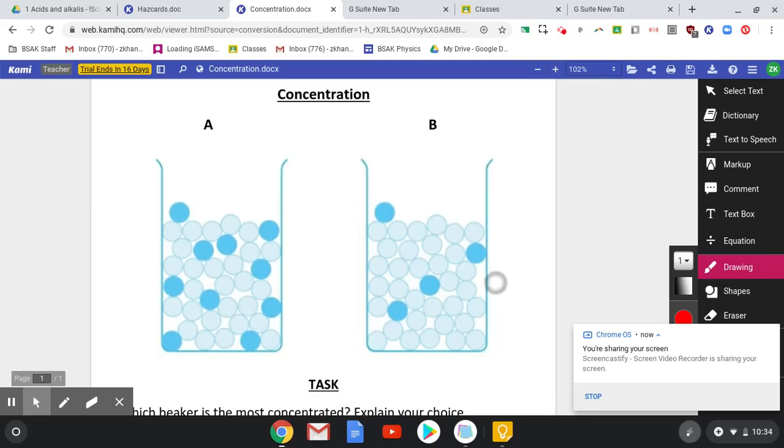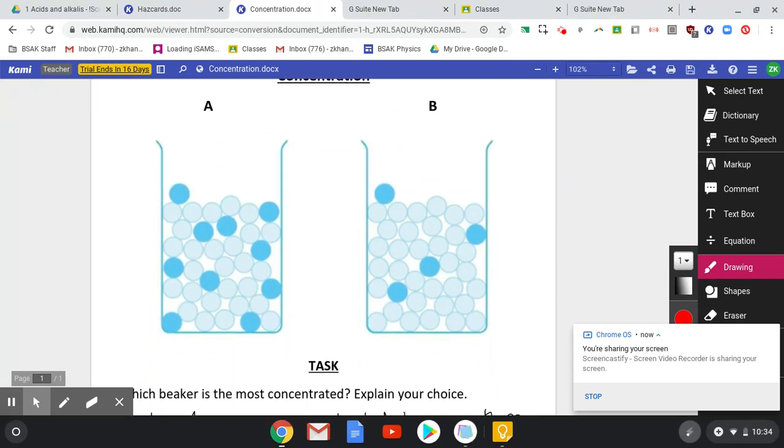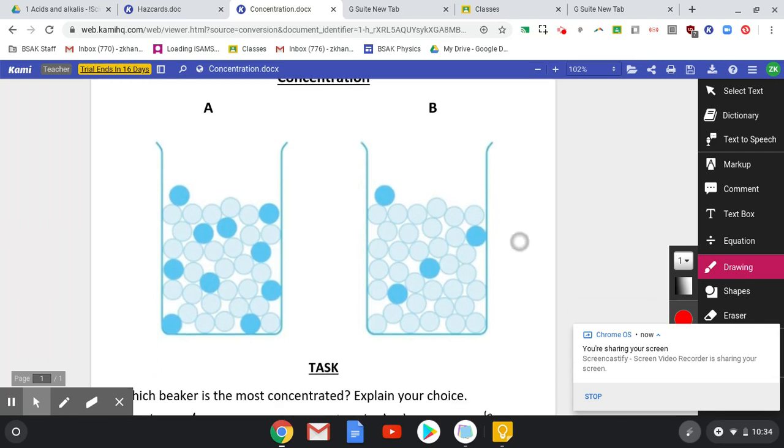And the second task I gave you was on this sheet that's titled concentration. You have two beakers here, beaker on the left, beaker A, beaker on the right, beaker B. You see that beaker A has got more of these blue particles in beaker A compared to beaker B. The number of light blue particles remains the same.